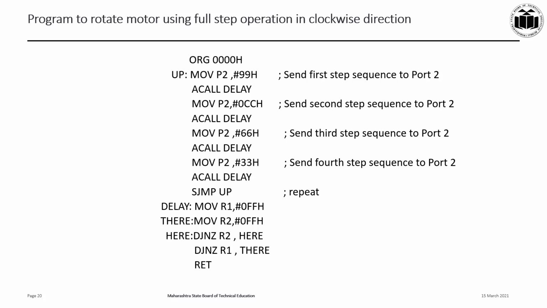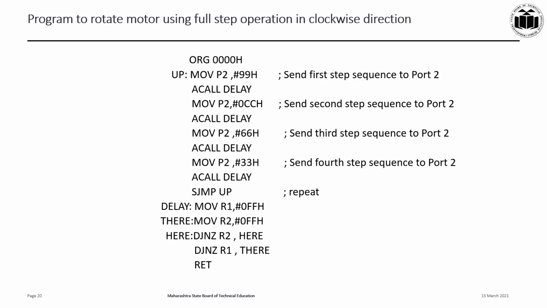The third step is MOV P2, #0CCH, which sends the second step sequence. Again a delay is called. Then MOV P2, #66H sends the third step sequence. Again a delay is called. MOV P2, #33H sends the fourth step sequence. Again a delay is called and the program is kept in a loop.